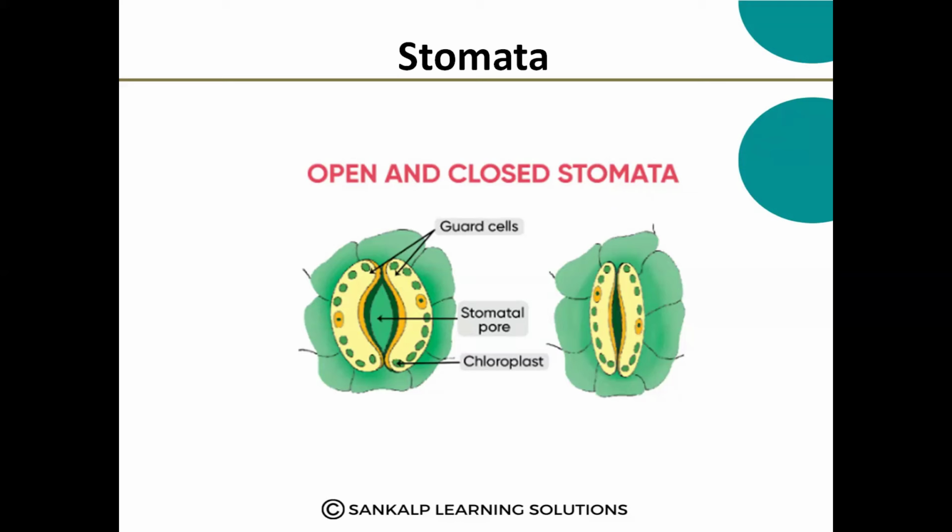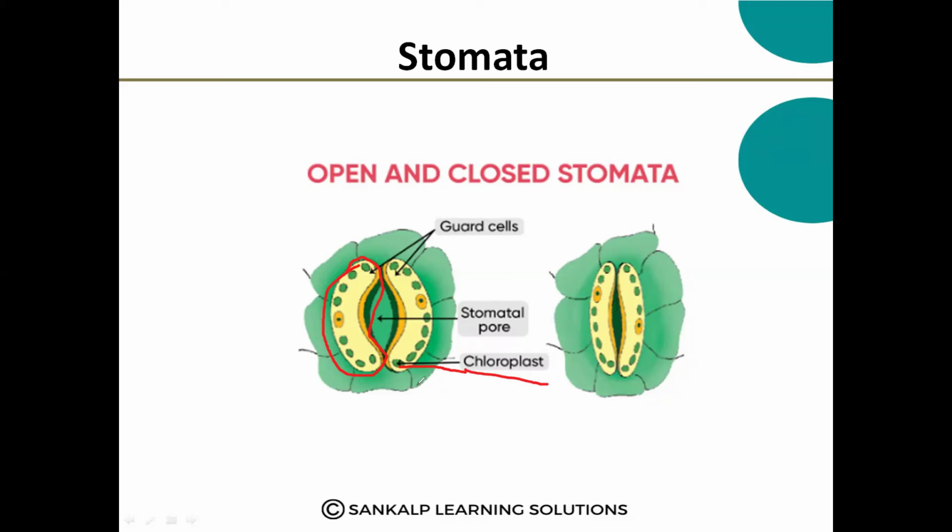So stomata contain different structures, called guard cells. These bean shaped structures are called guard cells. These guard cells have the ability to open and close, and this opening is called a stomatal pore, and this green color structure is called a chloroplast. So this is the structure of the stomata, very important for the 10th standard students.